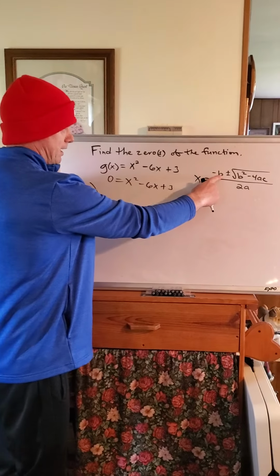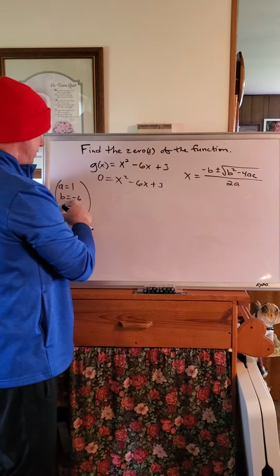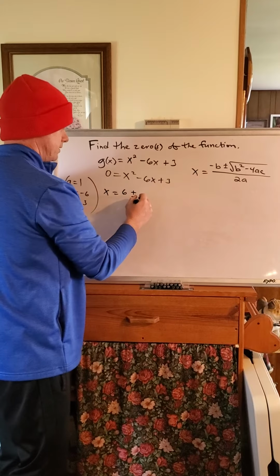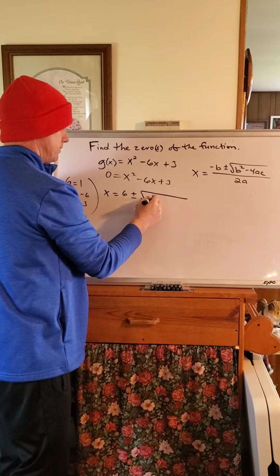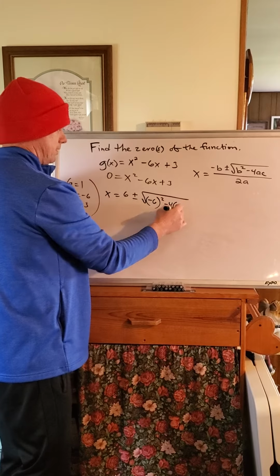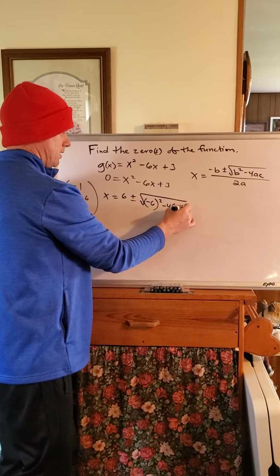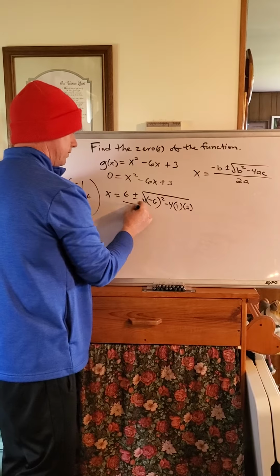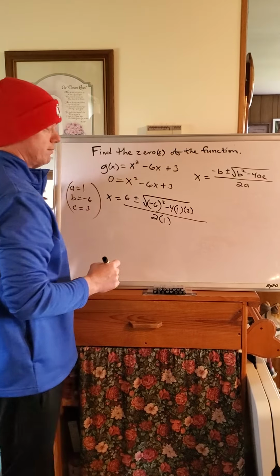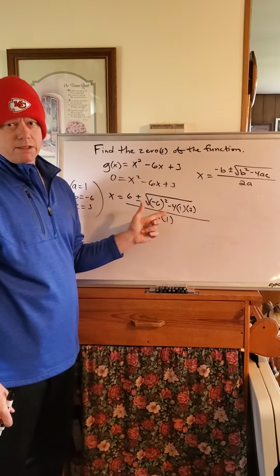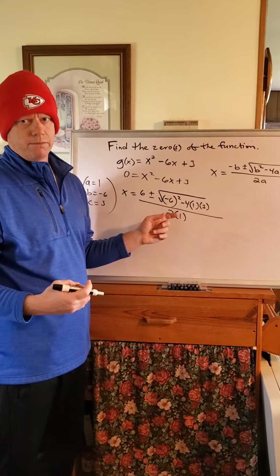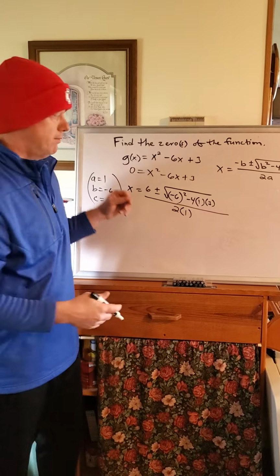So the opposite of negative 6 is 6, plus or minus the square root of b squared, negative 6 squared, minus 4 times a times c, all over 2 times a, and a is 1 in this problem. Most students make mistakes underneath the square root because they don't follow order of operations. Make sure you follow order of operations underneath the square root.